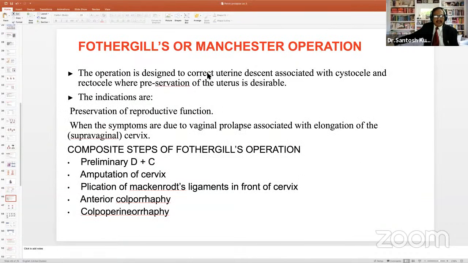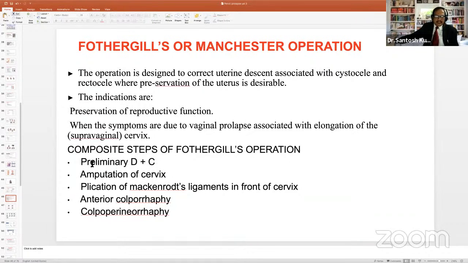Now coming to the Fothergill Manchester operation. This operation is designed to correct uterine descent associated with cystocele or rectocele, in which preservation of the uterus is desirable. The female wants to preserve the uterus and reproductive function, or in this case the person has completed the family but wants to retain the uterus in this surgery.